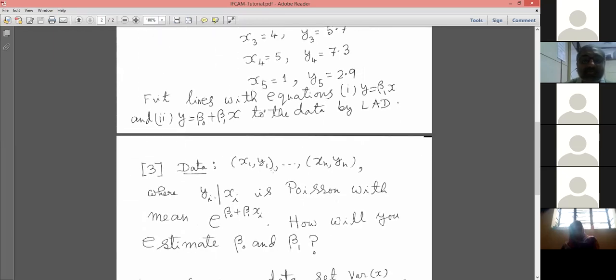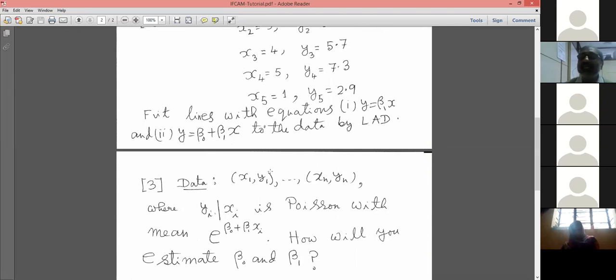Again, here you have to think a little and then formulate the problem and tell me how you solve it. Here I am not giving you any values, so there is no numerical computation involved, but you have to tell me the procedure. So I give you 5 to 10 minutes time, think about it and give me the procedure. When I write this yi vertical line xi, I mean yi given xi.